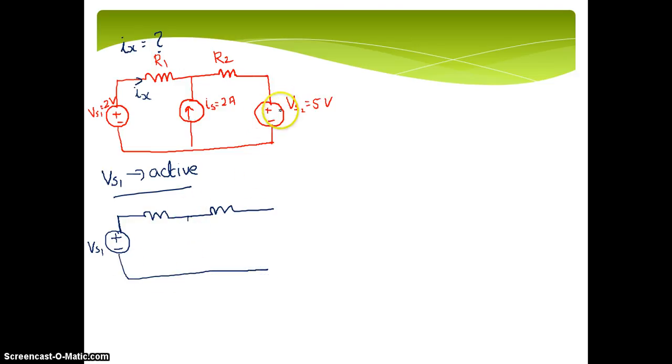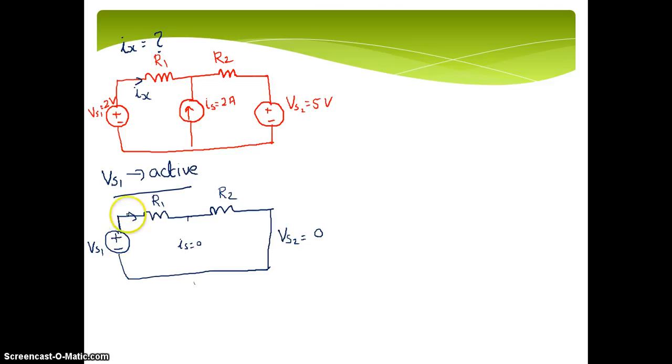Now what about this? This voltage source is equal to 0, which means I should short it. So that Vs2 is equal to 0. Here it is open, which means I is equal to 0. So now see, you have R1, you have R2. I need to get this current. But actually Ix is due to 3 sources.